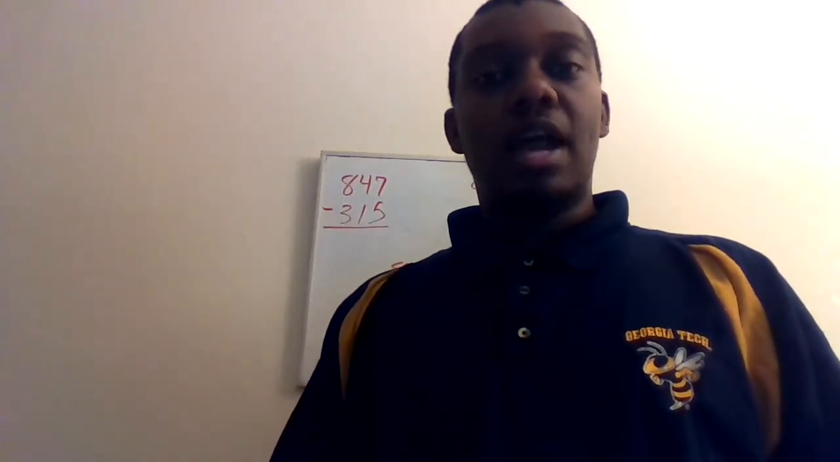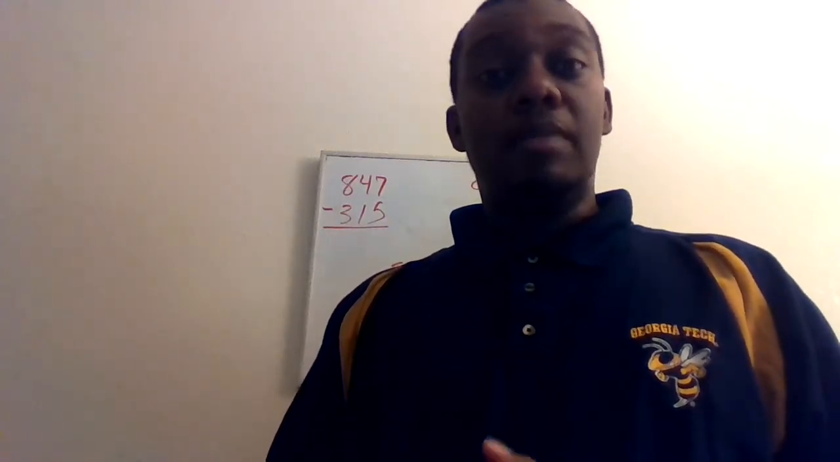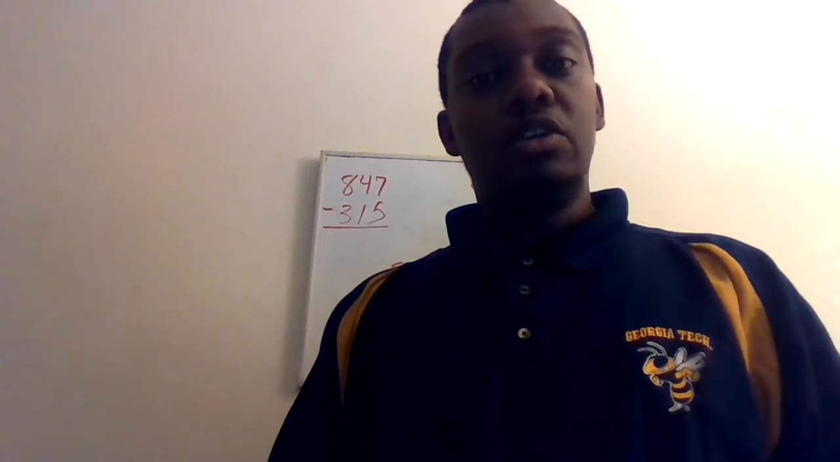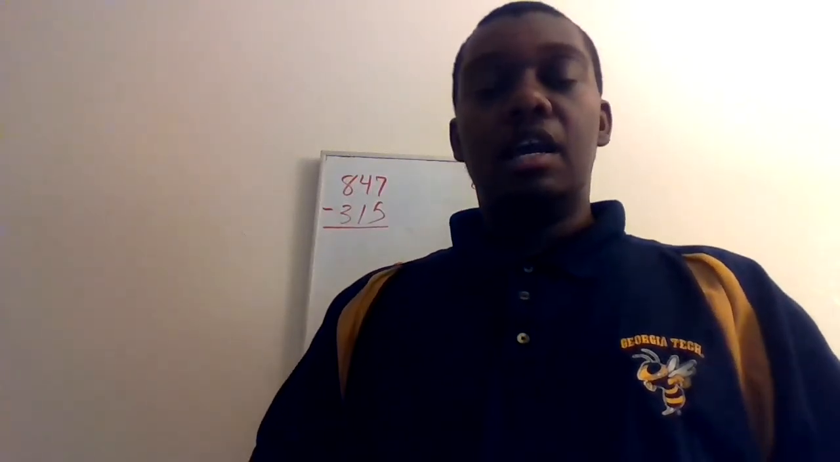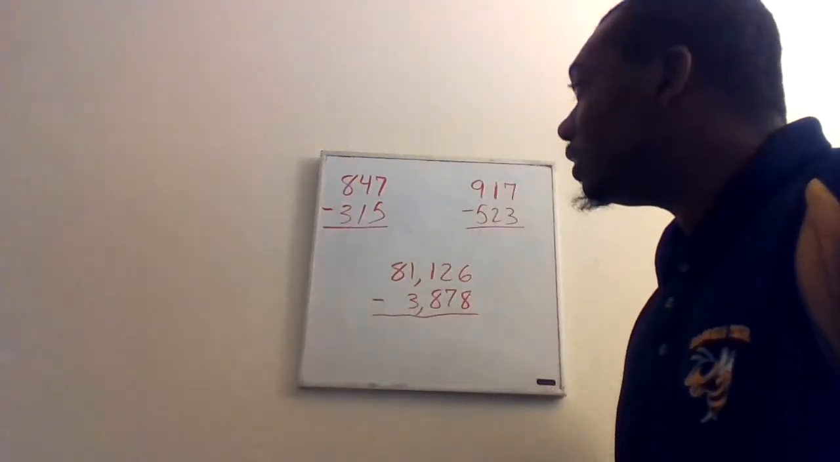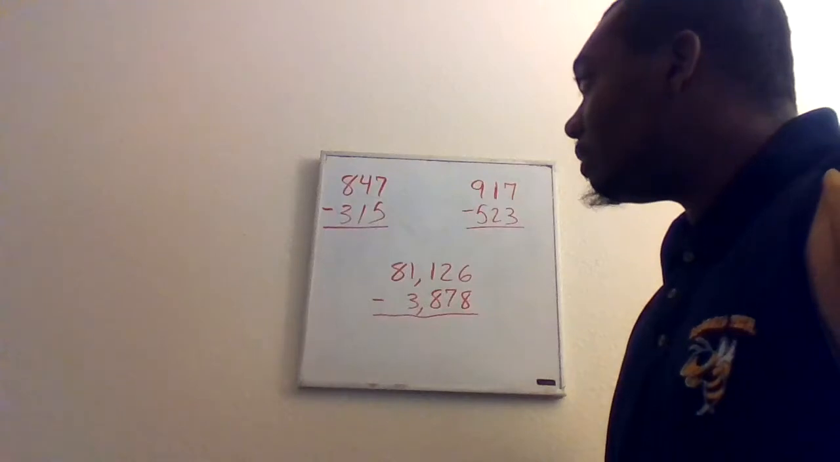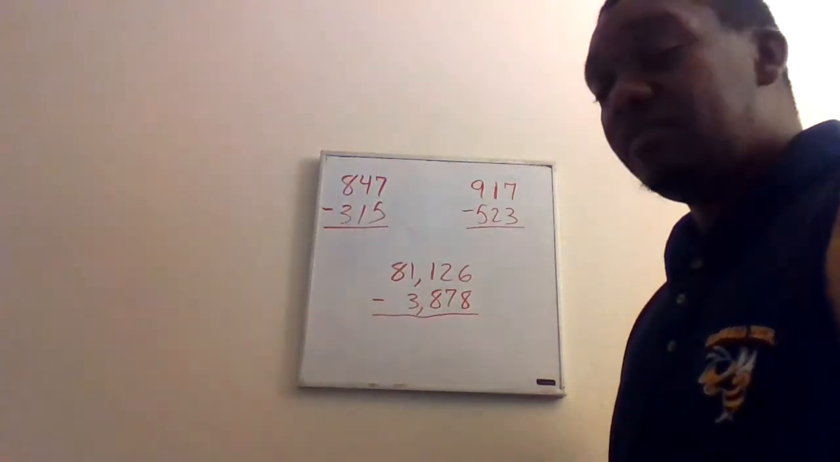If you think of subtraction in one of those two ways, it'll actually make it a lot easier now and in the future when you're looking at integers, negative numbers, in the next unit. So that is subtraction in a nutshell. Well, let's take a look at this first problem here. We have 847 minus 315.